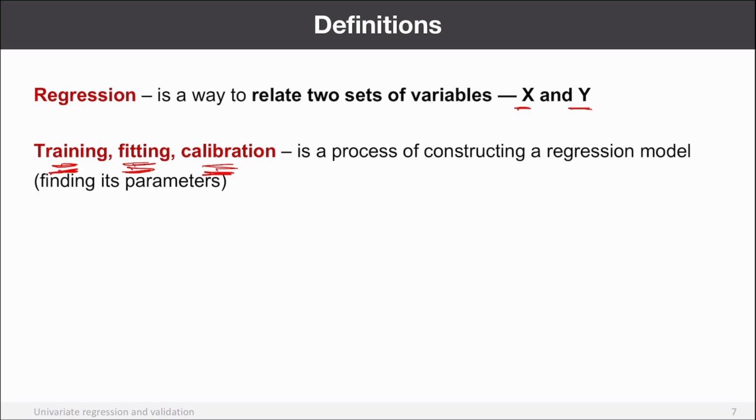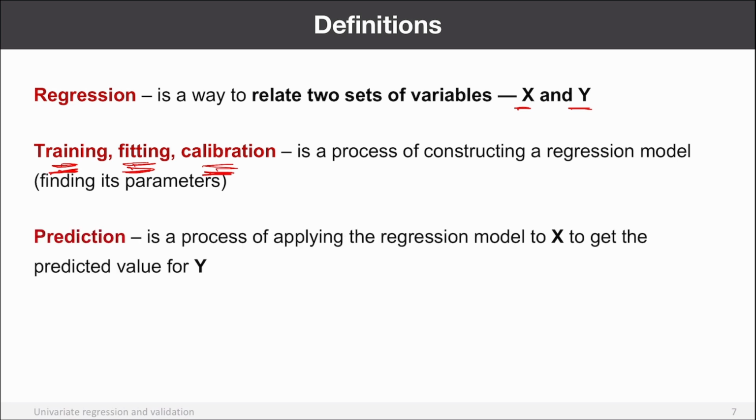It's a process of creating a regression model. It's a process of finding parameters that make the fit the best. Okay. And then when you have the model, you can make predictions. So it means that you can apply this model to something new. You measure x, but you didn't measure y, and then you can predict y. So that's what we call prediction.